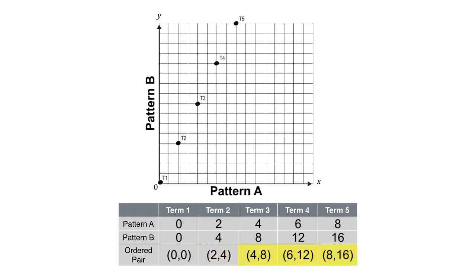Continue charting the rest of the ordered pairs on the coordinate grid. Notice that the values along the x-axis increase more slowly than the values for the y-axis. Even though the y-axis values increase more quickly, the increase is in a constant line, meaning that the x and y values increase by the same amount each term.